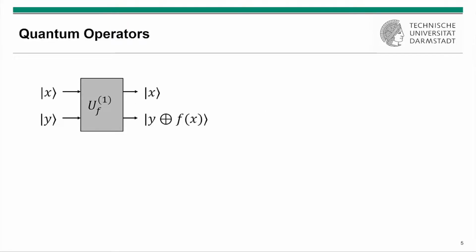Before we continue, let's do a quick recap on quantum operators. Here you can see the unitary, or the quantum operator, for some function f. It takes two input registers. The first one corresponds to the input of the function, the second one corresponds to the output of the function. So if we feed in x and y into the operator, the output will be x and then y XORed with f of x.